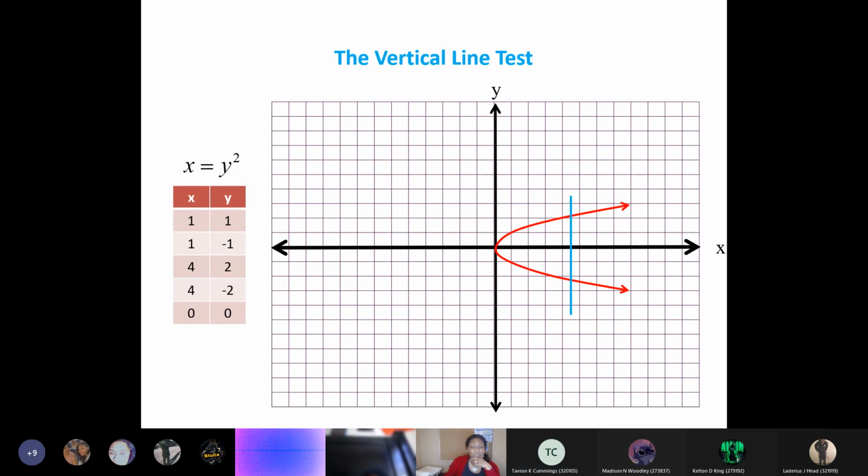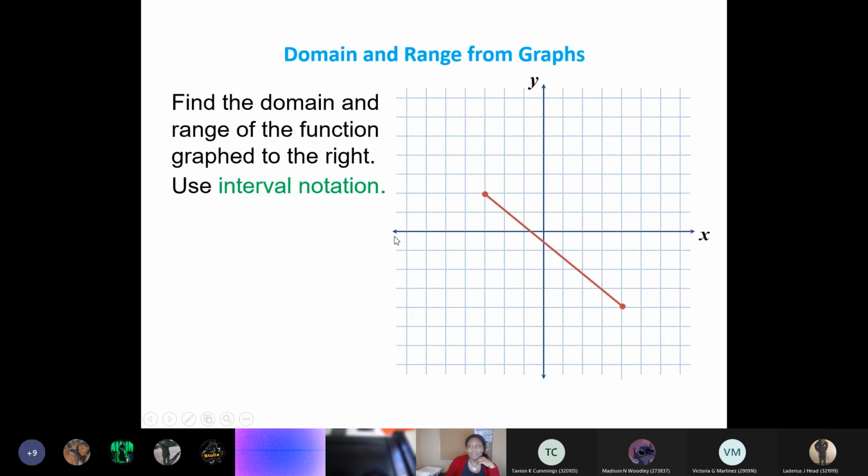Victoria, is this a function? No, it's not a function. How do you know? Because the x values repeat. Also, if we did the vertical line test, this would hit the vertical line twice. This graph, if we run it across and it hits twice, it is not a function. You got that, Tavion? If I ask you tomorrow the same graph, you'll be able to tell me, right?